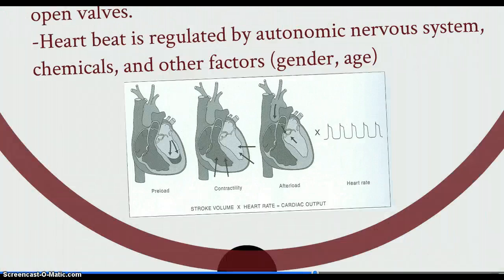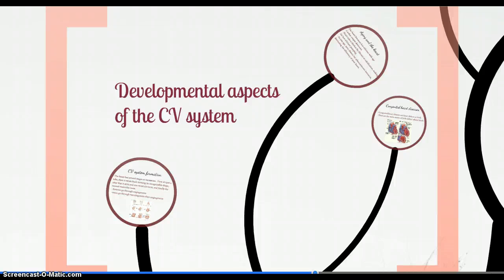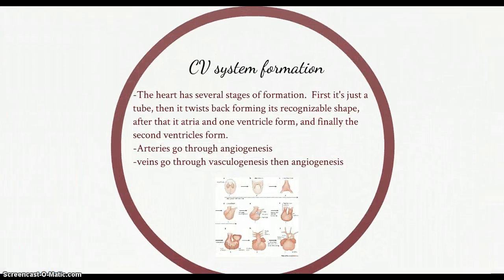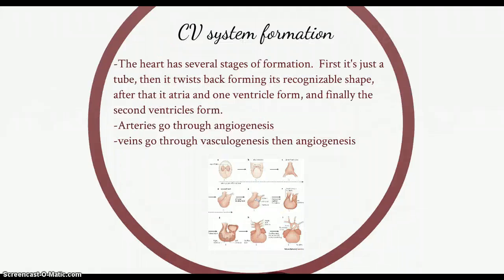So moving on. The developmental aspects of the cardiovascular system. So let's start off with how it forms. Your heart has several stages of formation, and I'm just going to discuss that in the picture below. And arteries go through something called angiogenesis, which is basically blood vessel formation from an existing blood vessel. But veins have to go through something called vasculogenesis, and then they have to go through angiogenesis. Vasculogenesis is basically blood vessel formation on their own. They don't form on another vessel. They form on their own. And then once they're formed, angiogenesis can occur. I'll explain this in the picture.